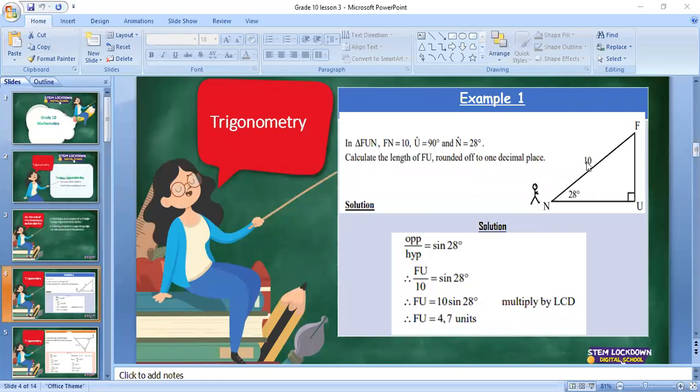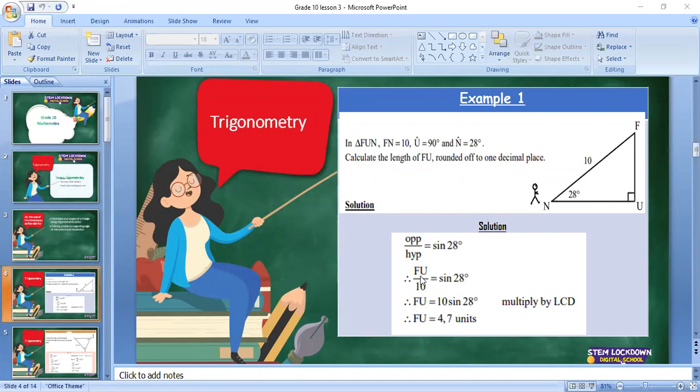If it was adjacent and hypotenuse, then you could have used cos. Then you could have said cos 28. If it was opposite and adjacent, then you could have said tan, because TOA has tan with opposite and adjacent. But here we have opposite and hypotenuse. So that means it's sine. So that's why I say sine 28 equals opposite FU over hypotenuse 10.